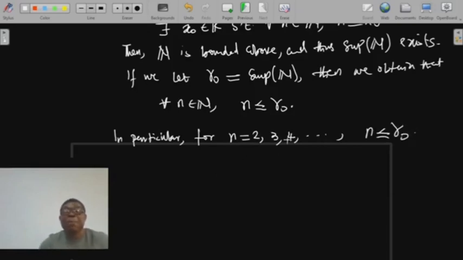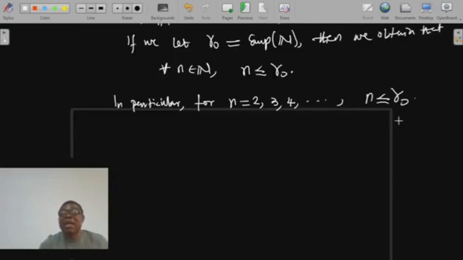Now watch here. You will find out that for all n in the set of natural numbers, n could be 1, n could be 2, n could be 3, and so on and so forth. All of them will satisfy this property. Meaning that if I remove the case where n is equal to 1, the remaining must still satisfy this particular inequality.